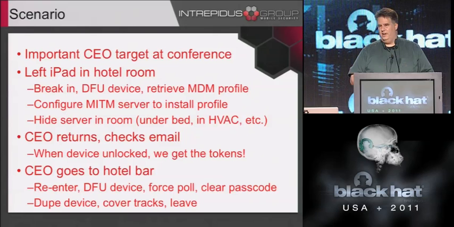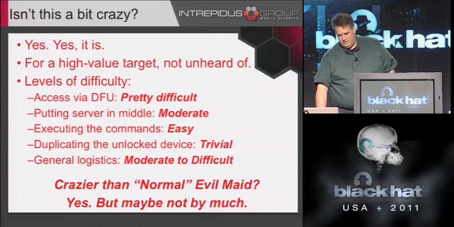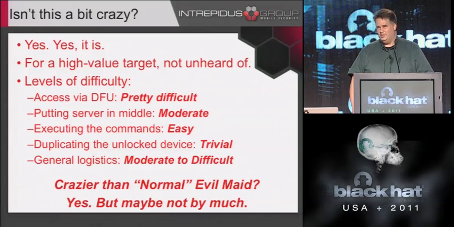It's going to be the Wi-Fi it connects to, that's going to be the server it talks to. CEO comes back, he unlocks the device, as soon as he unlocks it, boom, you've got the token. And then he sits there and reads and he's clicking his email, locks it, drops it down, goes off to dinner. You break in again, force the poll, clear the password, duplicate the device, cover up your tracks, and get out. Is this crazy? Yeah, it's a little crazy.